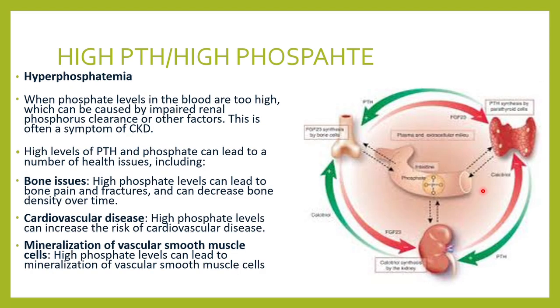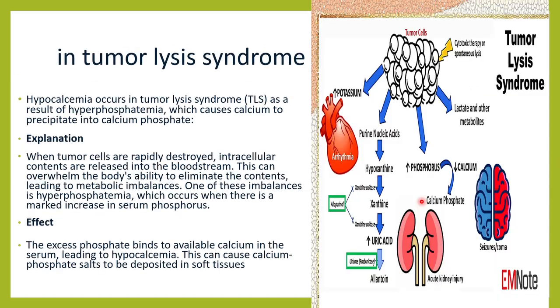Now, in hyperphosphatemia, whenever the phosphate level in the blood is too high, it can be caused by impaired renal phosphorus clearing, like in case of chronic kidney disease, etc. And this increased PTH and phosphate can cause many problems and health issues for us. It could be bone issues, it could be cardiovascular issues. It can also cause mineralization of vascular smooth muscles.